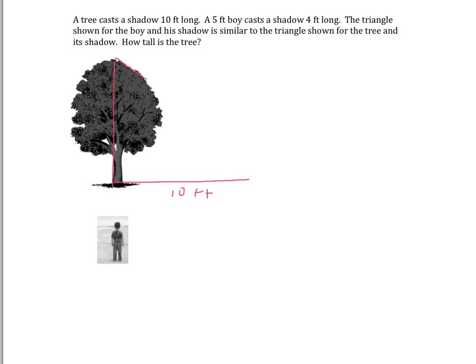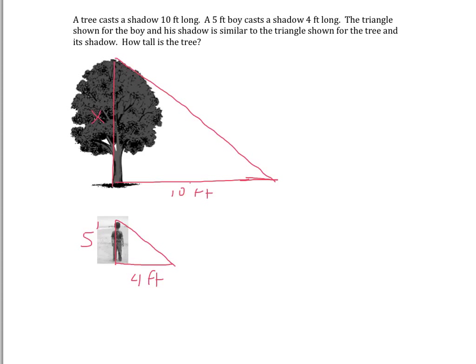So I can draw a shape that looks a lot like a triangle. And I could do the same thing with the small boy. Draw his height. I know his height is 5 feet, and he cast a shadow that is 4 feet. Again, I draw a similar triangle. So I have two triangles here that are similar, and I can use the corresponding sides because they are in proportion to find out how tall the tree is.